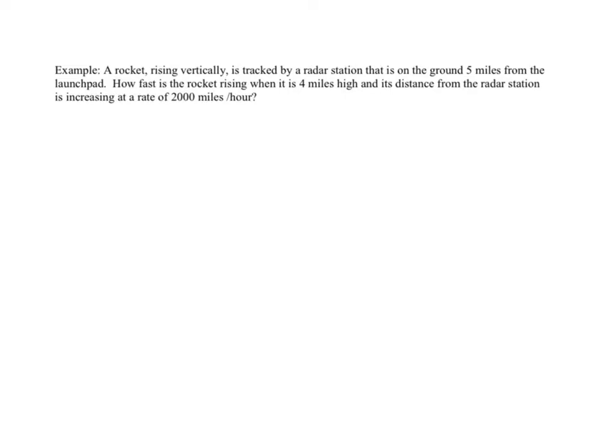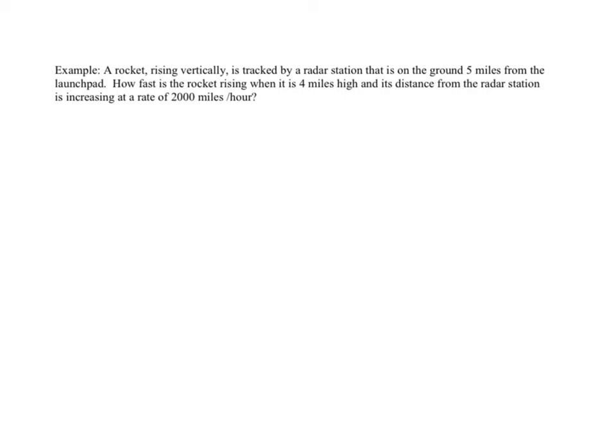So question 1. A rocket rising vertically is tracked by a radar station that is on the ground 5 miles from the launch pad. How fast is the rocket rising when it is 4 miles high and its distance from the radar station is increasing at a rate of 2,000 miles per hour? All right, so again, our first step is going to be to identify everything.